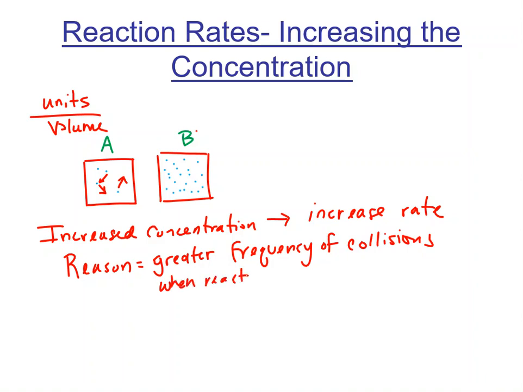So I'll say when reactants are more cramped. So the effect of increasing concentration, the rate of the reaction will increase because you're going to get a greater frequency of collisions because all the reactants are crammed into a smaller space, or they have less free space to move around. All right, now let's look at surface area.